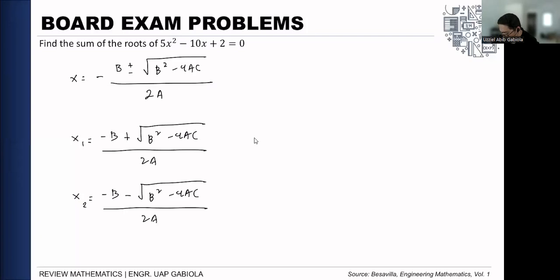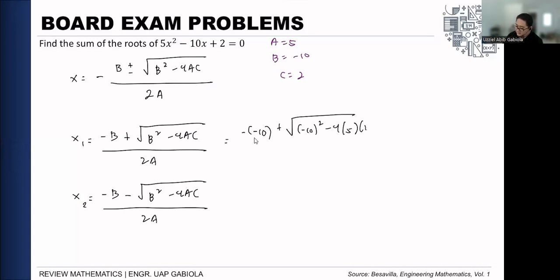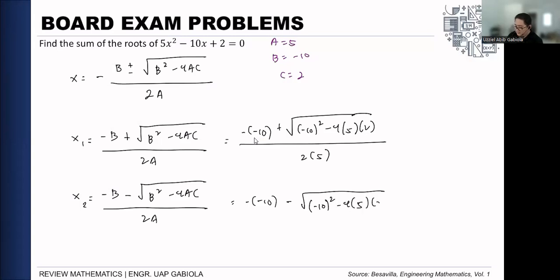Okay, so let's go back here. Let's identify first our values of a, b, and c. In our formula, a will be 5, b is negative 10, and c is 2. By substituting those values, x1 is negative 10 plus the square root of negative 10 squared minus 4 times 5 times 2, all over 2 times 5. And x2 is negative 10 minus the square root of negative 10 squared minus 4 times 5 times 2 over 2 times 5.